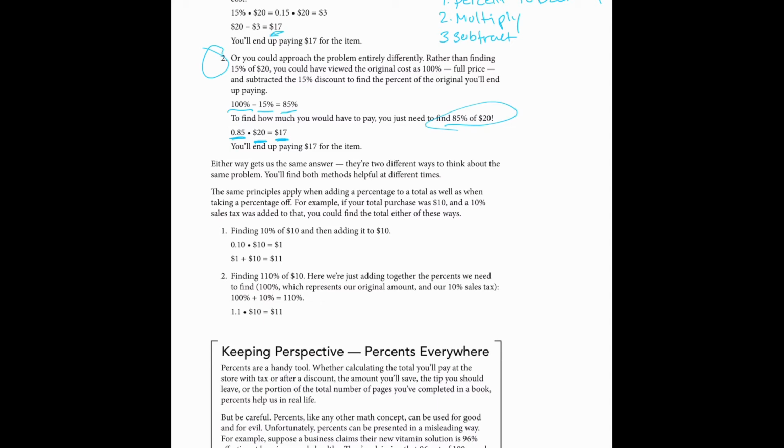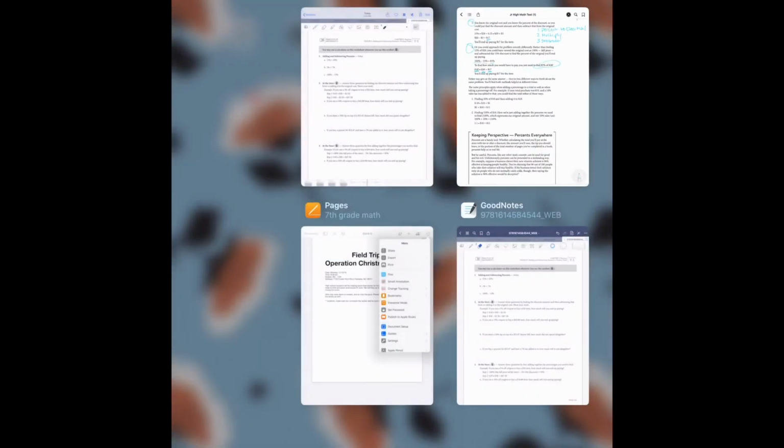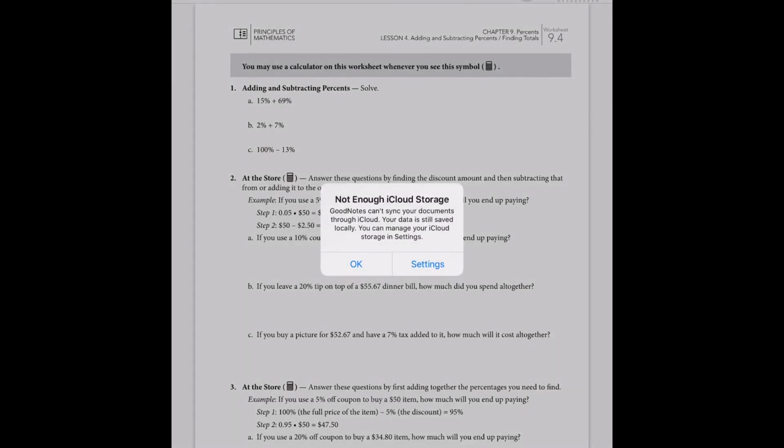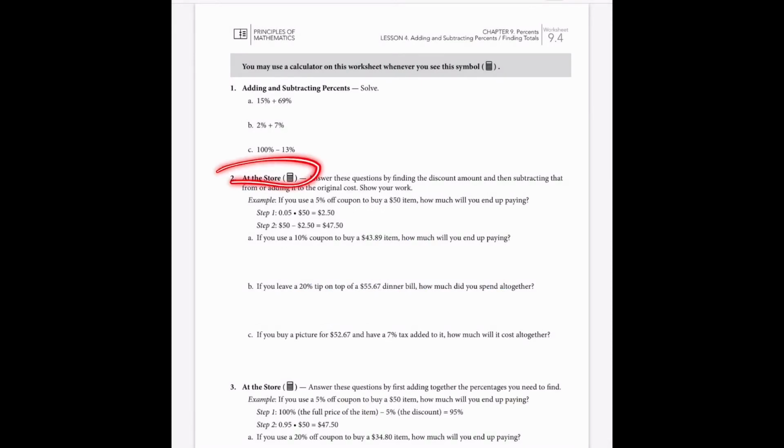So let's go back to our work page and do number two. At the store. So this one you can use a calculator for. Answer these questions by finding the discount amount and then subtracting that from or adding it to the original cost. So, example, if you use a 5% off coupon to buy a $50 item, how much will you end up paying? So, step one, we turn it to a decimal.